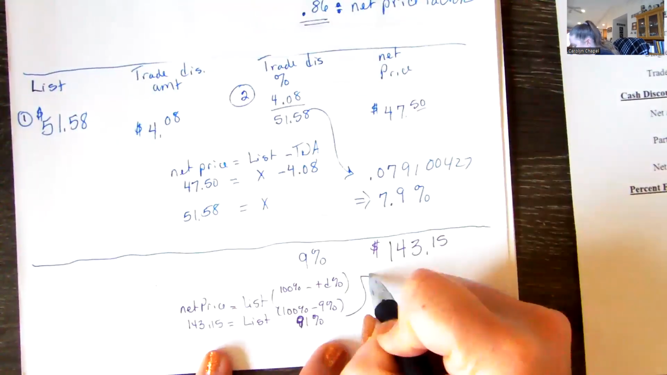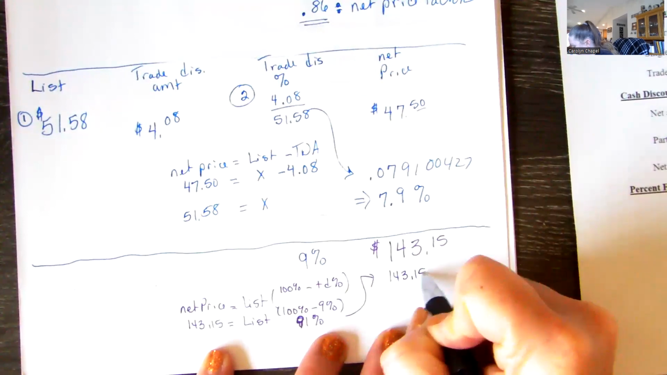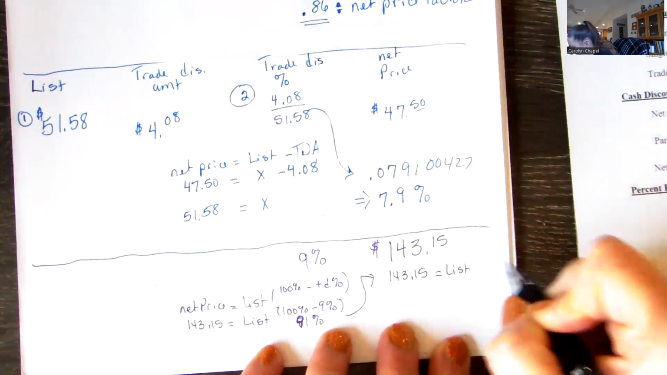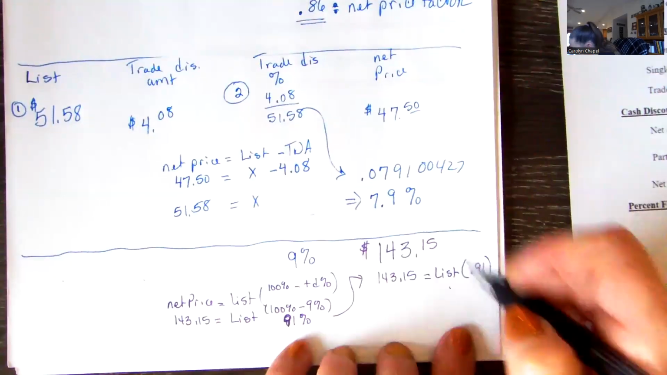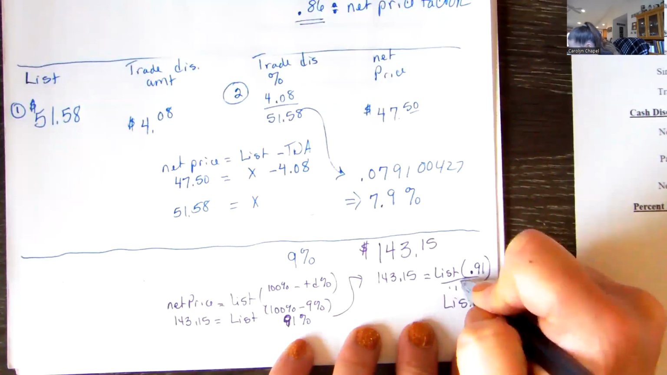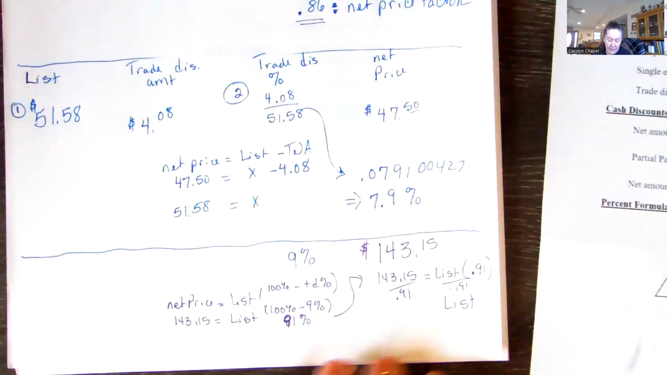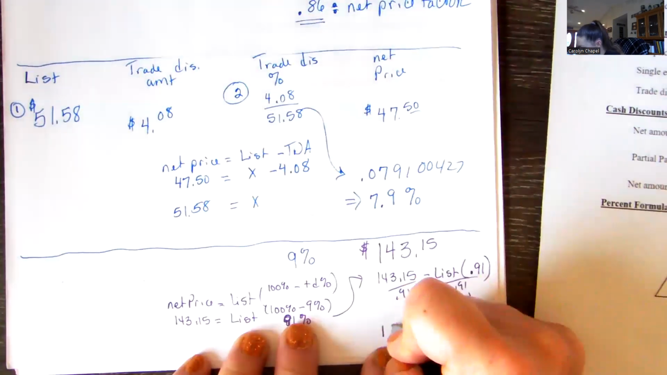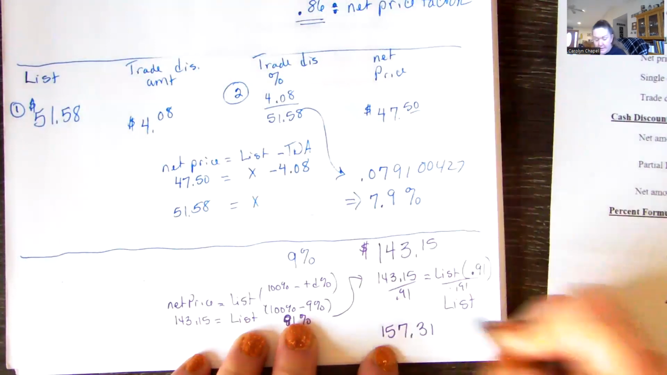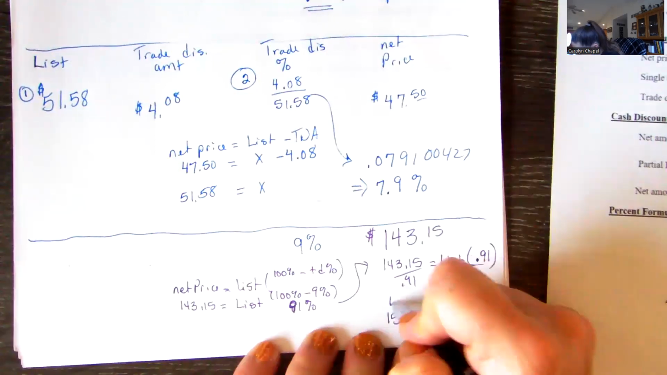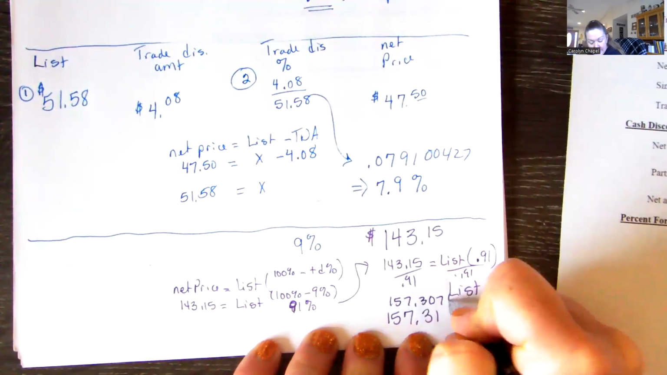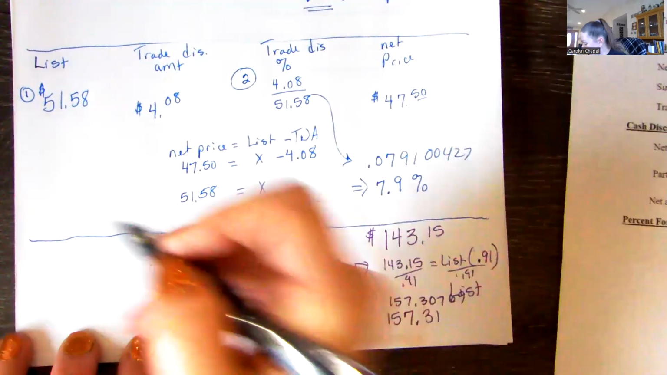I'm going to go over here. 143.15 is equal to our list times 0.91. So to find my list, we need to divide by that 0.91. What I do to one side, we do to the other. So 143.15 divided by 0.91, and I get 157.31, rounding to the nearest penny. It was 307, so I rounded it up. So I rounded to 31 cents. So that is my list.